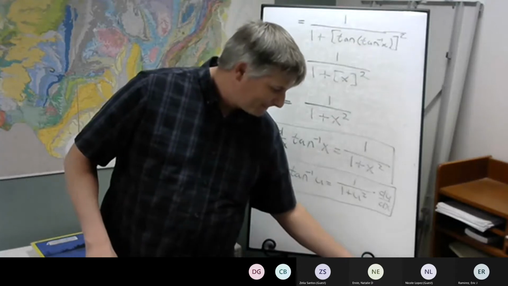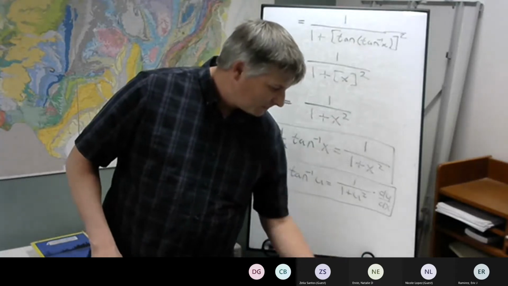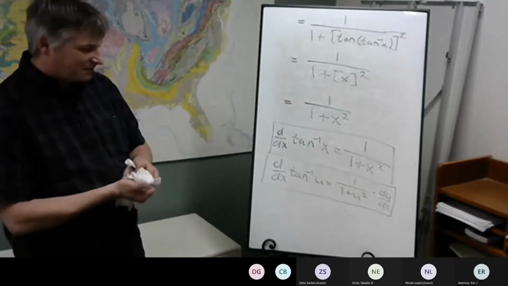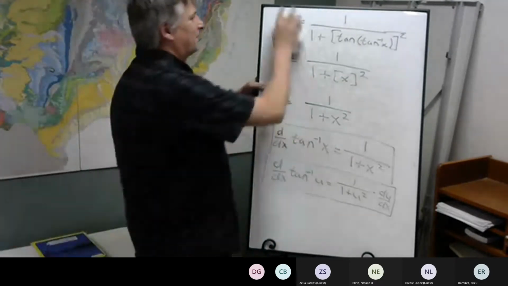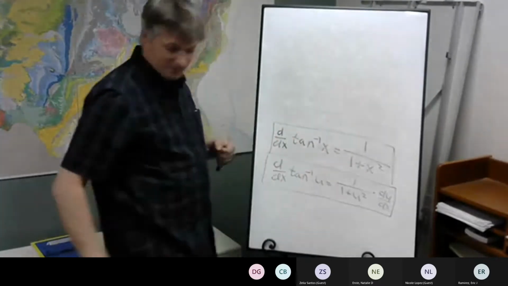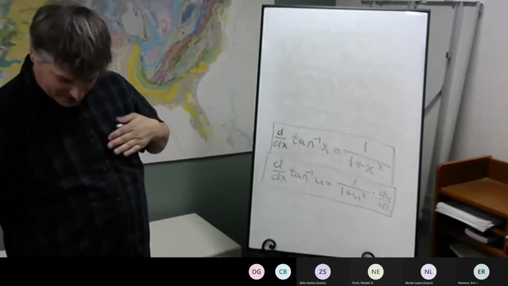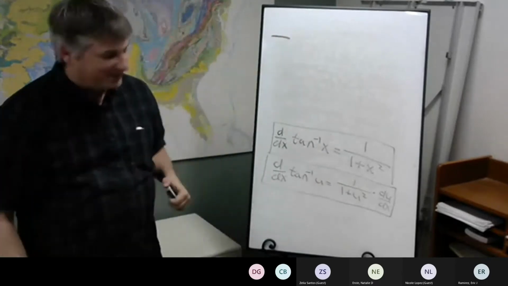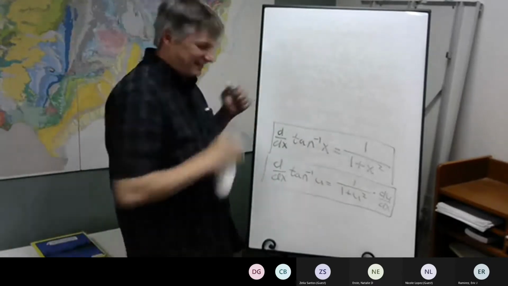So let's see, I think we have time for secant inverse. Any questions about that? I think it's about time to try another bin. Ooh, it still works. All right.